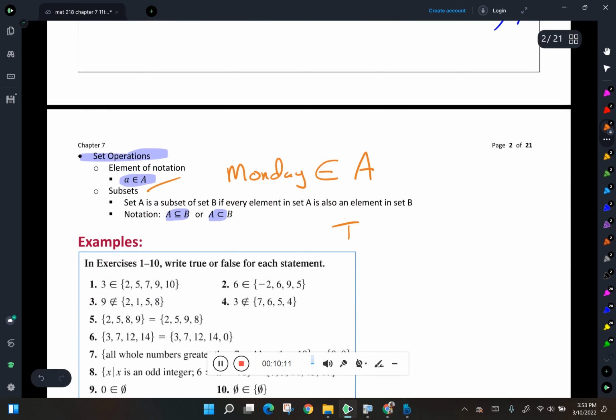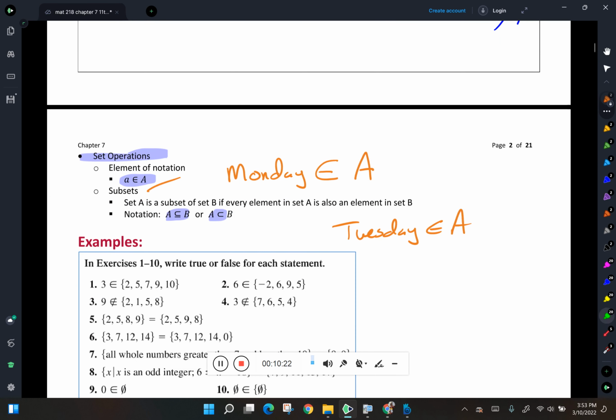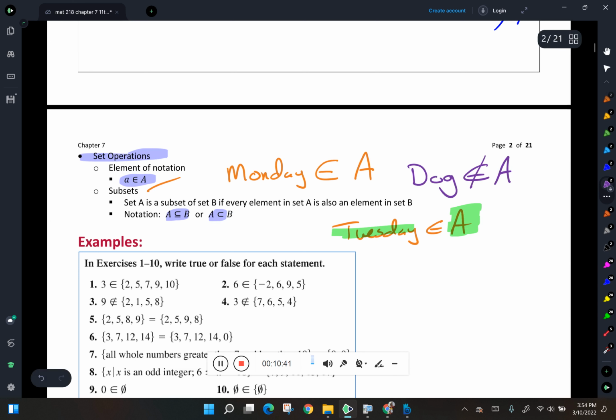I could also say Tuesday is an element of set A, because if you went and found set A and looked inside of it, you would see Tuesday. Now, as with everything else in mathematics, if we put a line through something, it means it's not. So if I said this, dog is not an element of set A, meaning that if you go find set A and look inside of it, will you see the word dog?